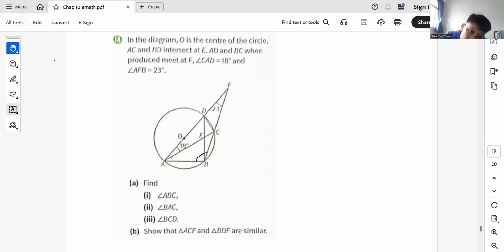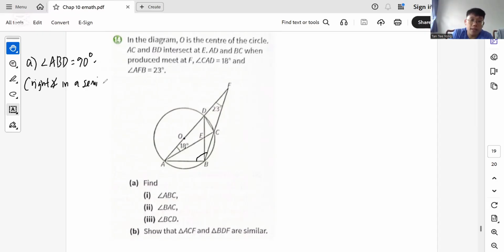So AOD is the diameter. So ABD is 90 degrees. This is 90 degrees because right angle in a semicircle. So we can say that for part A, angle ABD equals 90 degrees, because right angle in a semicircle. Okay, so that is 90.